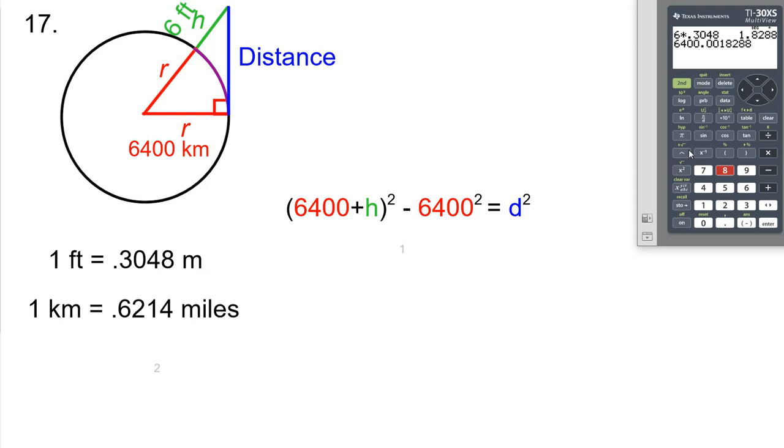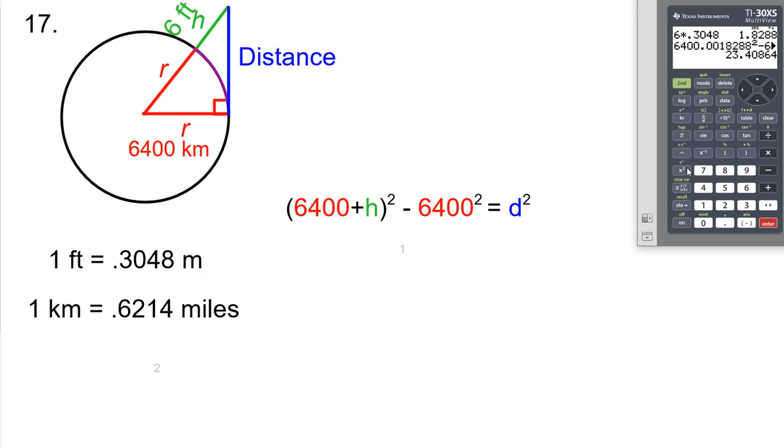So I'm going to take that value and square it. So that was this part right here, plus my height converted to kilometers, minus, then I'm going to do 6,400, the radius of the Earth. That's going to be one of our legs. I'm going to do that squared. And then just hit enter. And that's going to be the difference between those two. Now, it's not just the difference, it's the squared difference.